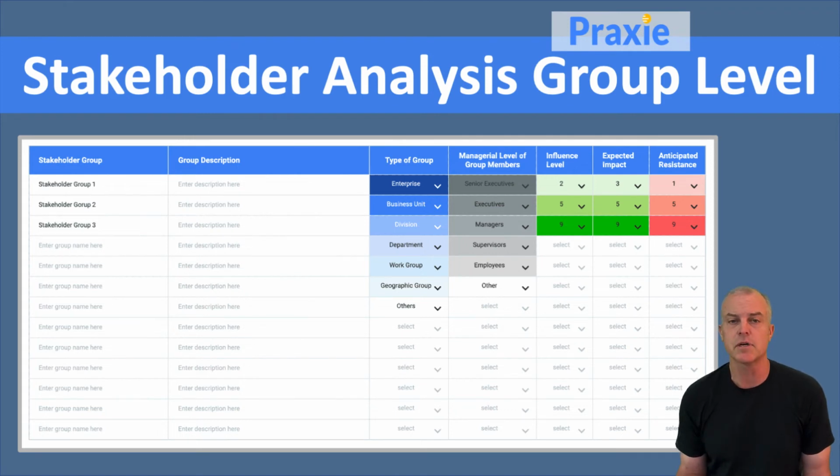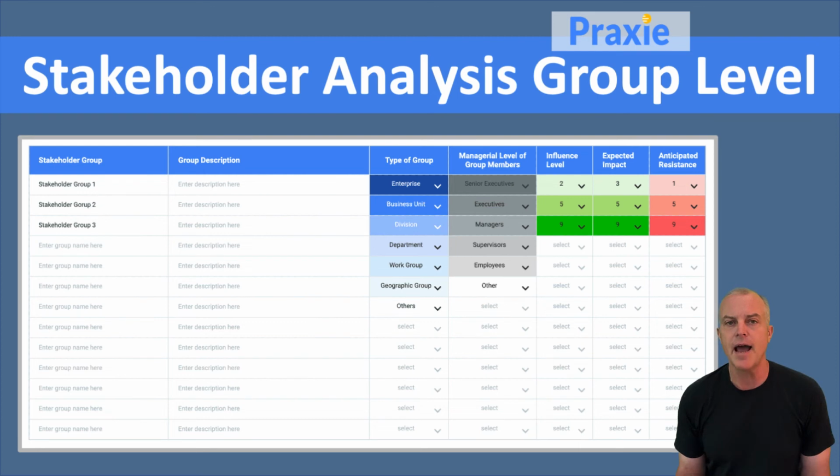So some groups might have very little impact because they're just kind of peripheral to the change. Others might have direct impact and their whole work process has to change. So understanding the expected level of impact is really important because the interventions should change based on the expected impact.